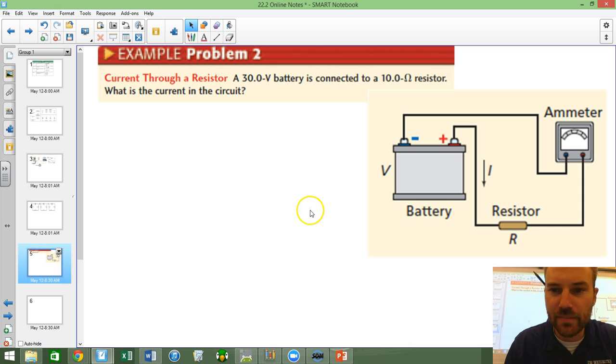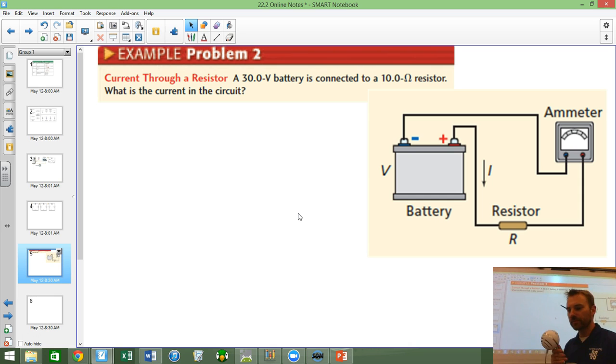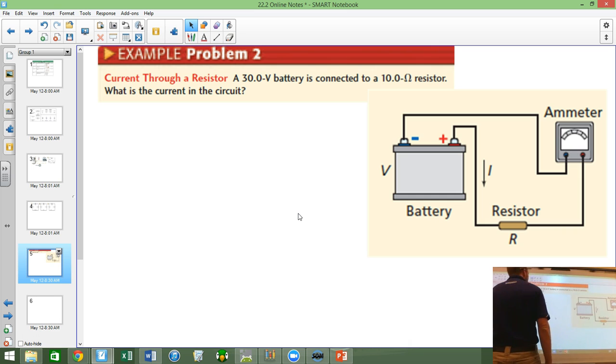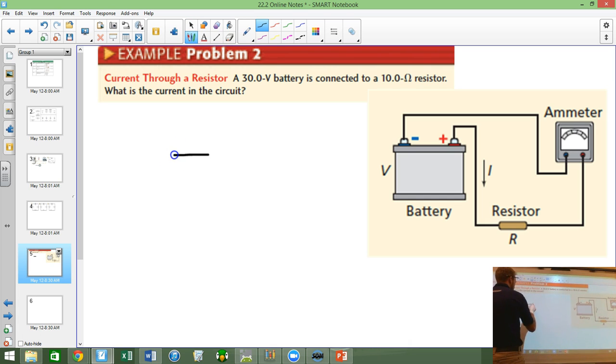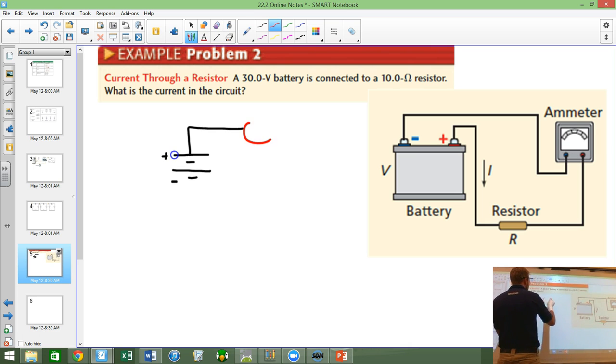This is the one example problem that I'm going to do for you guys today. It's example problem 2. It says current through a resistor, and it's got a simple drawing here. It says a 30-volt battery is connected to a 10-ohm resistor. What's the current through the circuit? So I'm just going to quickly draw what's going on here. Here's my battery, my positive side, here's my negative side, and it looks like there's an ammeter. So I'll designate that with the letter A. And then there's a resistor.